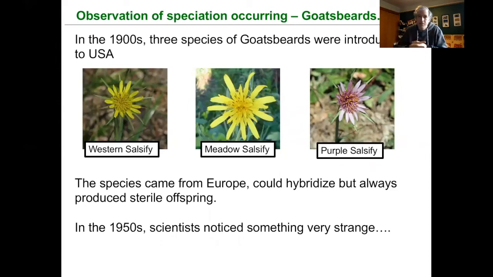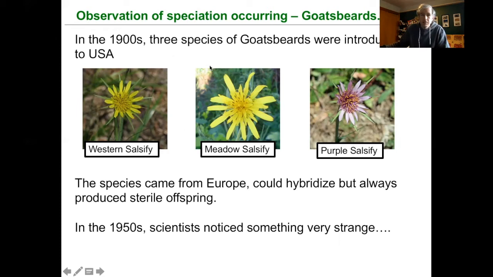One of the best examples of this is with this group of flowers called the goat's beards. So goat's beards historically only exist in Europe. They're a European group of flowers. They're very pretty, they're quite cute, and they grow very well in the sort of semi-arid landscape that we have in Utah and Idaho and Wyoming. So in the 1900s, 3 species of goat's beards were introduced to the USA. They were brought over from Europe because they were quite pretty and we wanted something nice to look at.